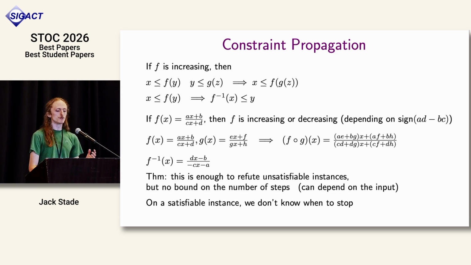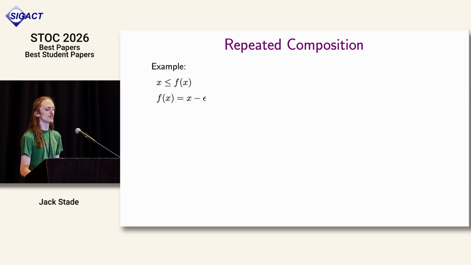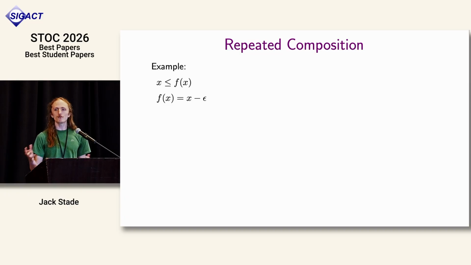So I need a bound on the number of steps, but actually with this sort of thing, I can't get a good enough bound because I can have an example like this. I can have a constraint like x is less than or equal to f of x, where f of x is x minus epsilon for some small positive epsilon. And hopefully we can see this is kind of silly.